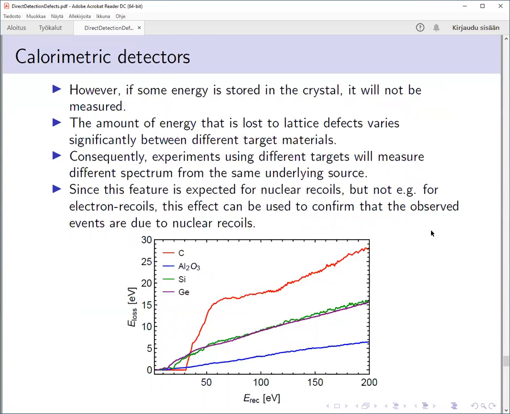So here we have looked at a few different materials that have been used or have been proposed to be used in these kinds of experiments. What we plot here is the energy stored in the defects as a function of the energy of the recoil event. This also varies a lot depending on the direction of the recoil, but what we show here is the average over the whole sphere. The red line here is for diamond, then we have silicon and germanium in green and purple, and then blue for sapphire. So these are all elements that have been used in these kinds of experiments or proposed.